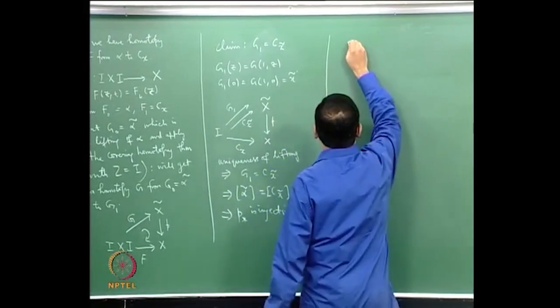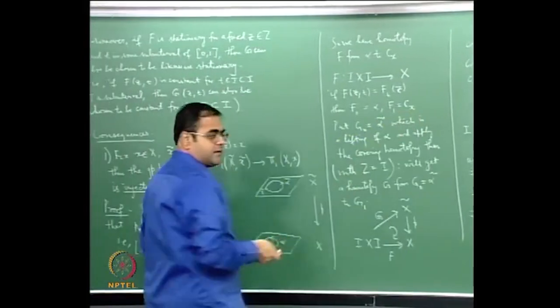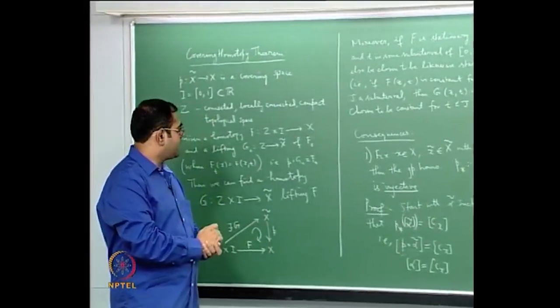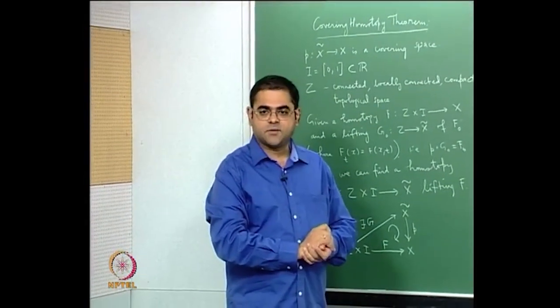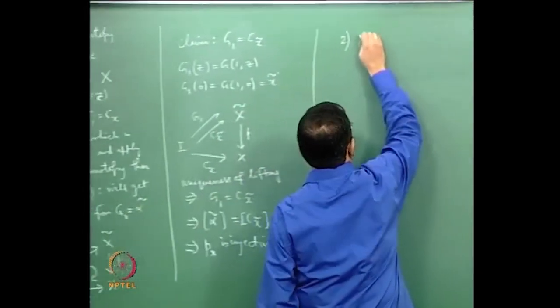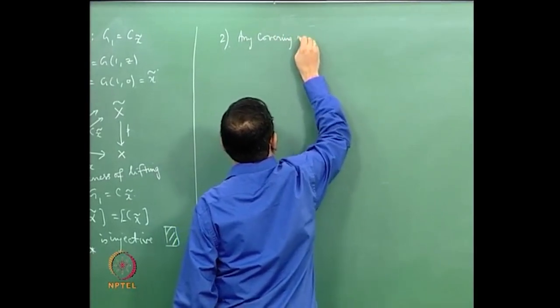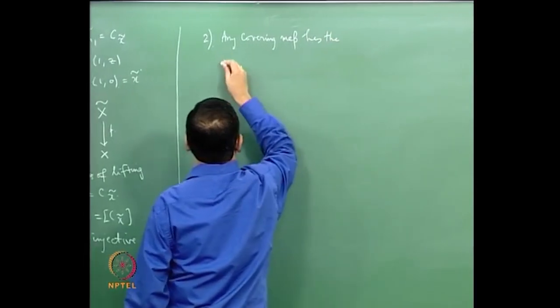Let me write down the second consequence, which we have more or less seen here, but anyway let me write it out. The second consequence is that a covering space has the unique path lifting property. Any covering space, any covering map if you want, has the unique path lifting property.